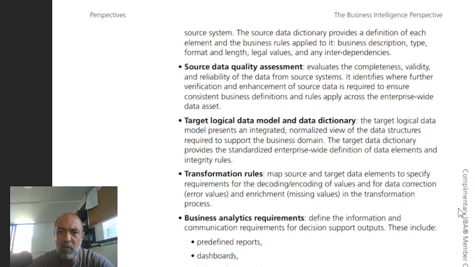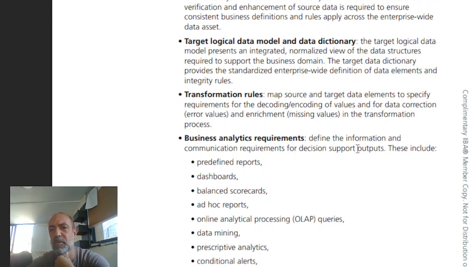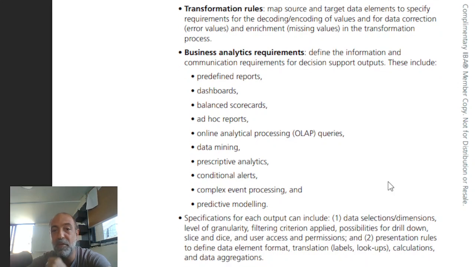And target the logical data model and the data dictionary. The target logical data model represents an integrated normalized view of the data structures, which is the one we create, and normalized as in people are able to connect with it. Transformation rules map source and target data elements to specify requirements for the decoding and encoding of values and data correction. Business analytic requirements define the information and communication requirements for decision support outputs.